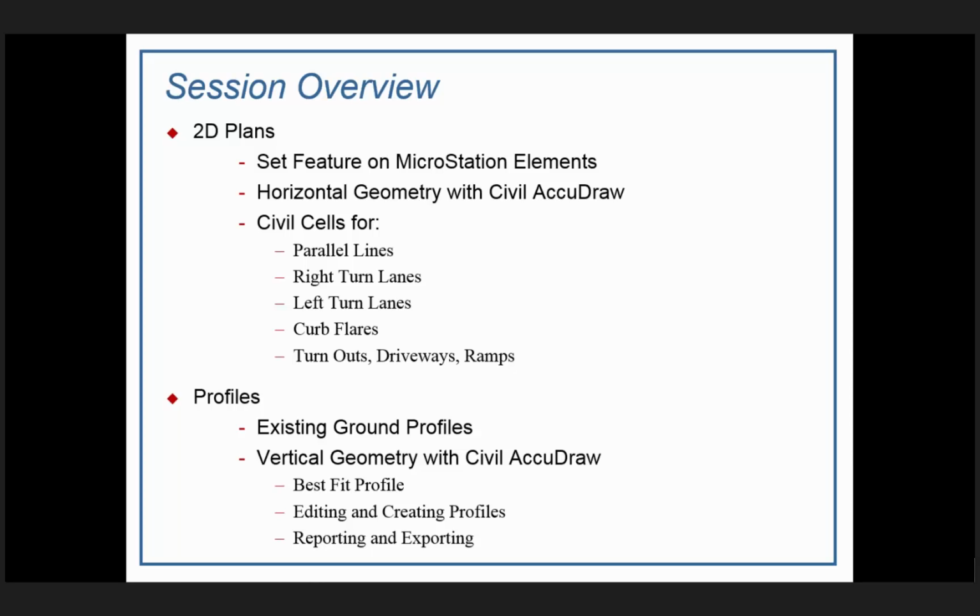The second part of the session, we're going to cover the profiles or vertical geometry in SS3. We'll be creating an existing ground profile on our centerline, and then using the vertical geometry tools, some with Civil AccuDraw, some without, to develop a design profile. Once we have that design profile, I'll show you how you can edit it. You can use different tools to create the profiles or the vertical geometry for your centerline. And then I'll show you how to report on that and export it to a GPK file or a LandXML file.